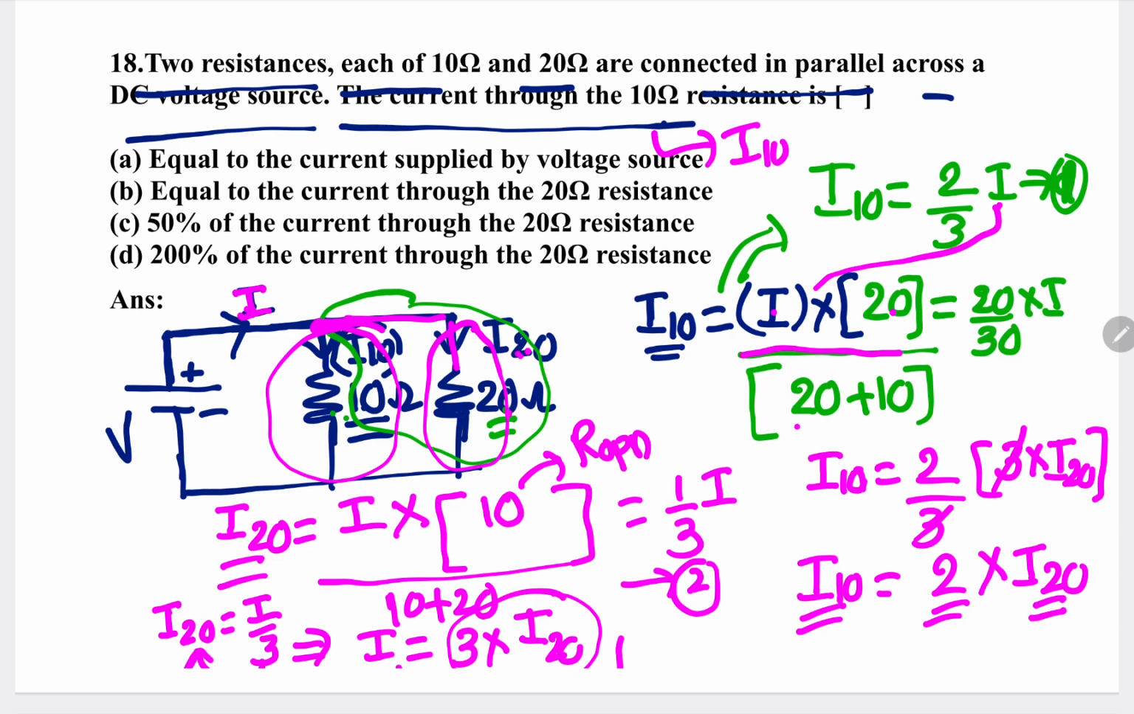So 2 times means, if I want to convert into percentage, I have to multiply by 100. 2 into 100 is 200%. The current through the 10 ohm is equal to 200% of the current through the 20 ohm. Normally it is 2, but if you want to convert in terms of percentage, you multiply it with 100, 200%. The answer is D, 200%.